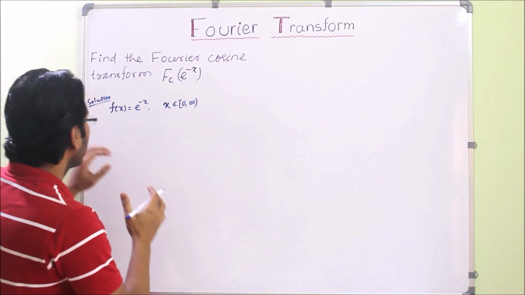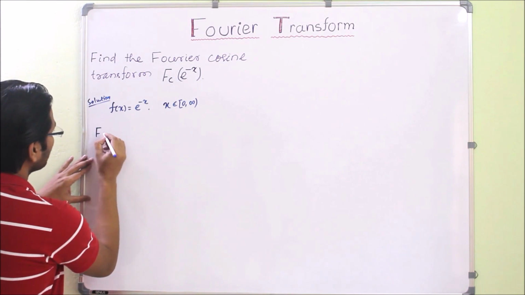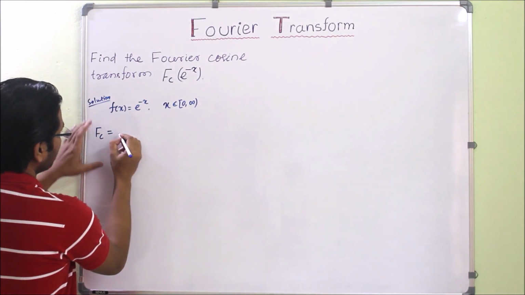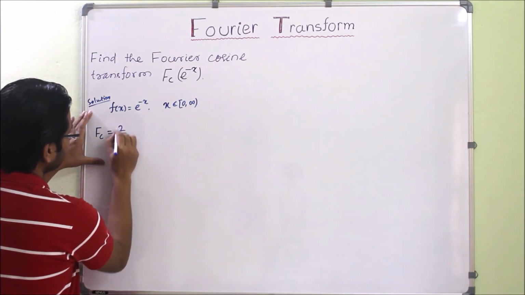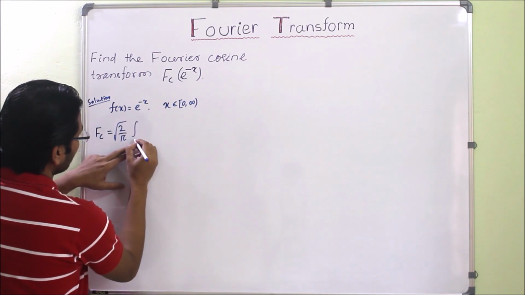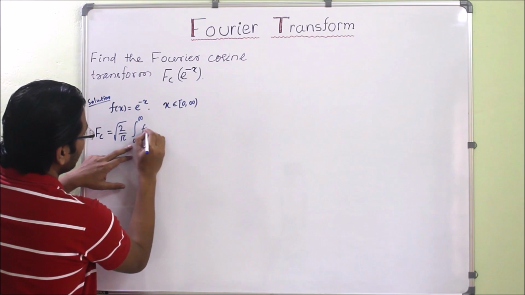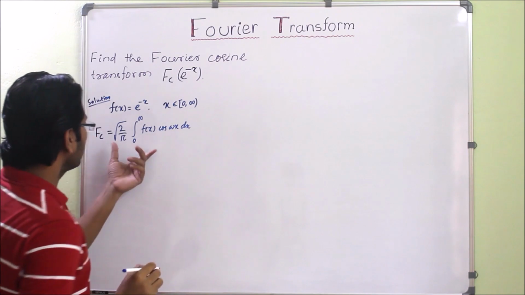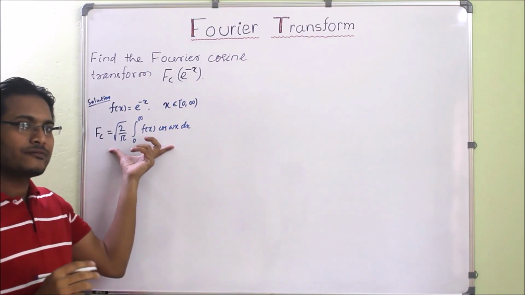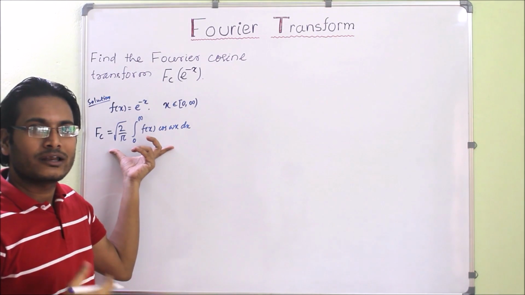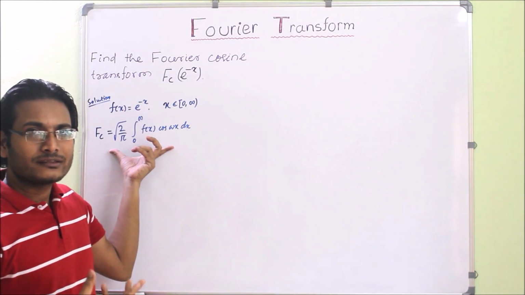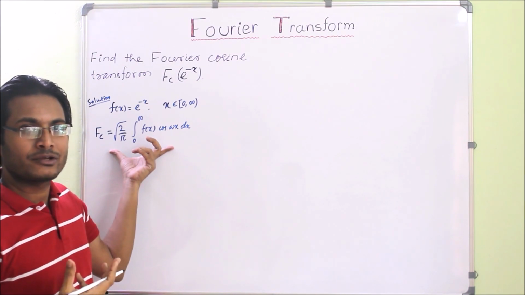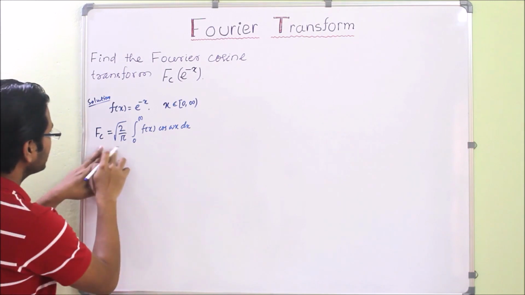Now we have to see how to solve it. The Fourier cosine transformation formula Fc is given by square root of 2 by pi times the integration from 0 to infinity of f of x cos wx dx. If you know this formula, it's well and fine. If you don't know, then go to lecture 1, lecture 2 of this Fourier transformation playlist and see how this formula came. You will understand clearly.